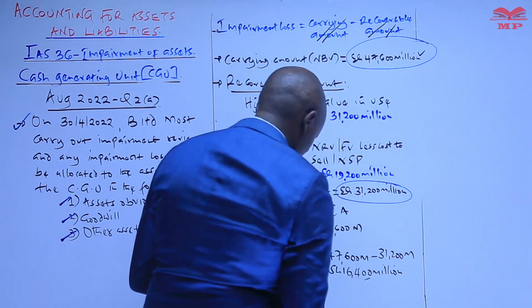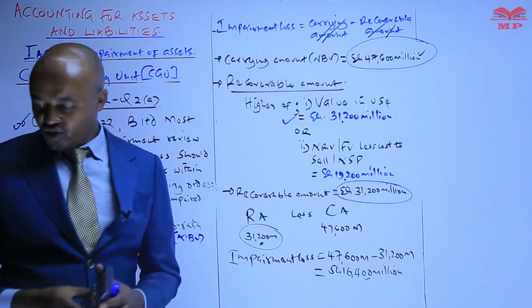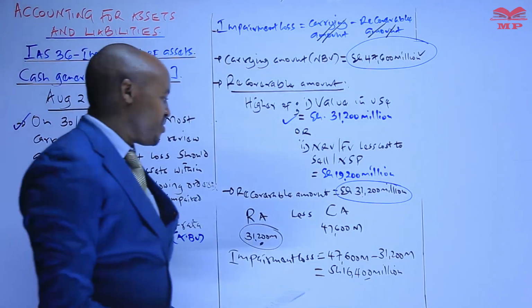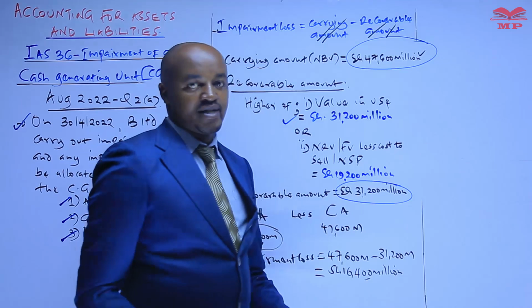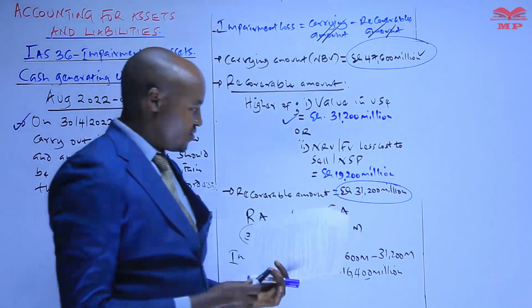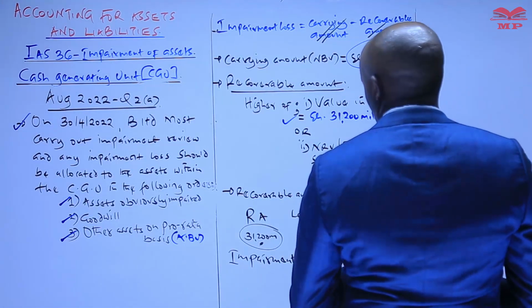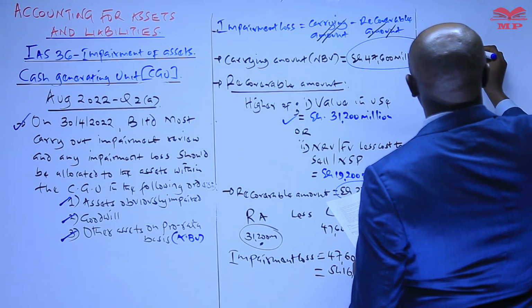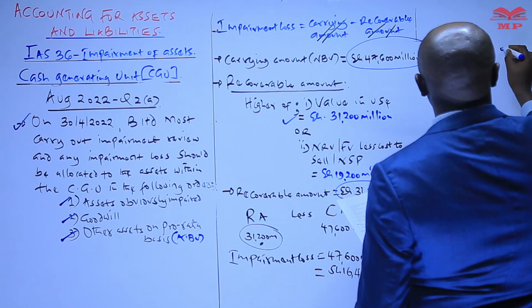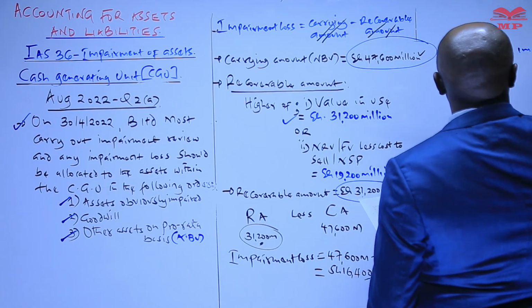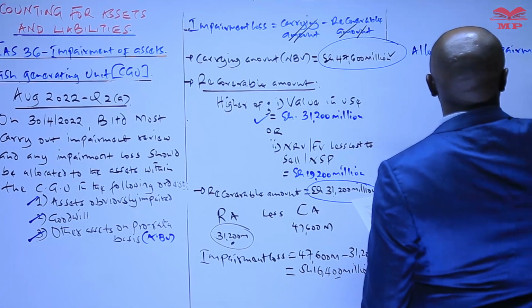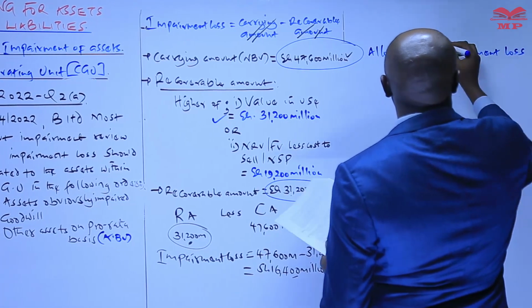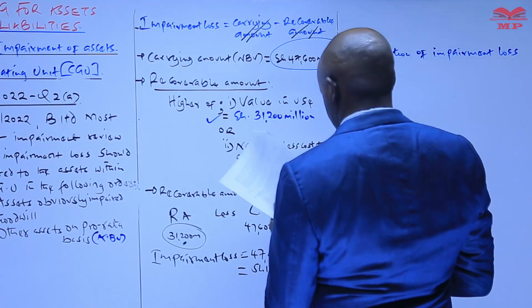So what we need to do now is to proceed and allocate this impairment loss to the assets within that particular cash generating unit. So we need to do the allocation of that impairment loss. So we have allocation of impairment loss.